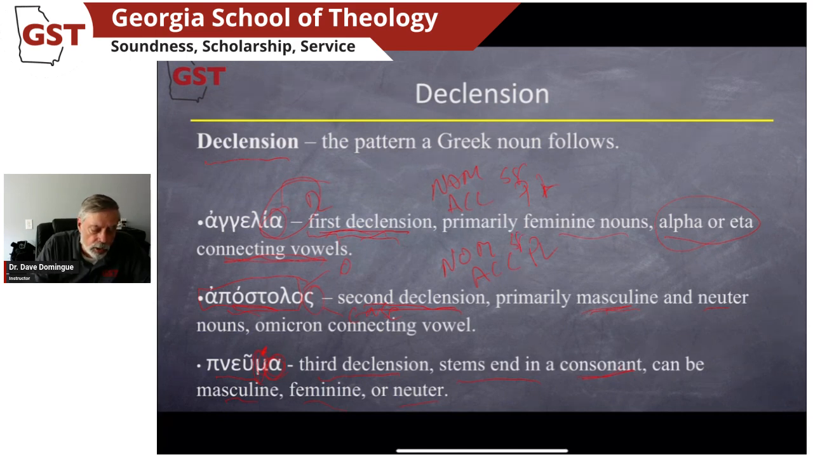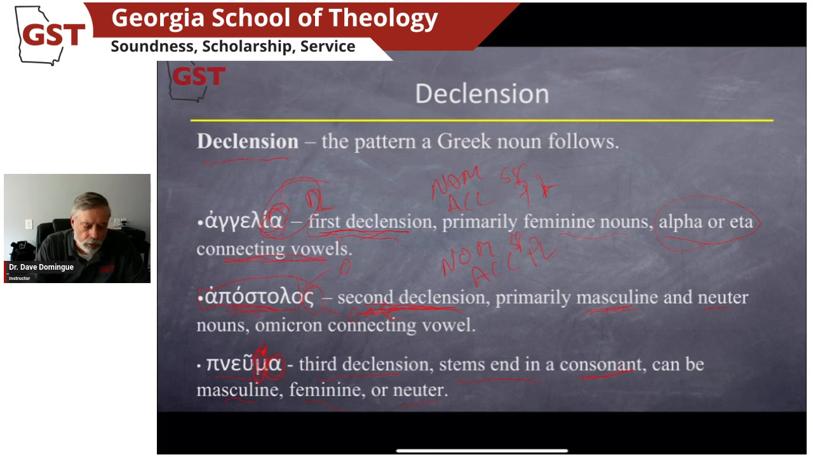So all we're doing is recognizing that all words fall into various patterns. They're either going to fall into a first declension pattern, which is generally feminine nouns, and those feminine nouns are almost always going to have a connecting vowel of alpha or eta, or a second declension pattern, which is either masculine or neuter words. So you can have a masculine or a neuter word that follows a different pattern.